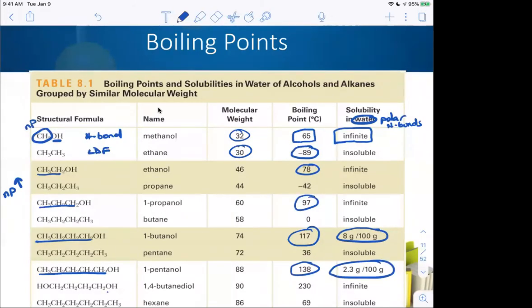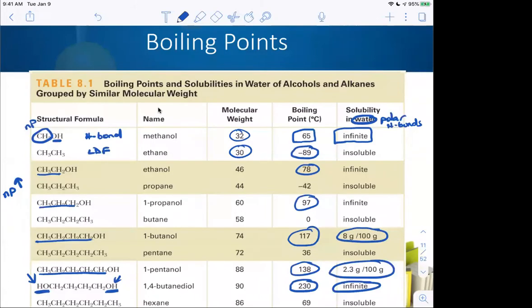Notice if I have a diol, even when I have a higher carbon count, I go back to having infinite solubility because now I have two areas of interaction with the water molecules. I have double my chance for hydrogen bonding. And notice that increased hydrogen bonding capacity also gives a drastic increase in the boiling point.